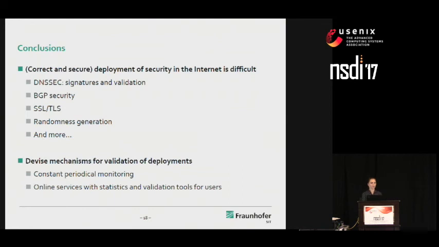Okay, and so, conclusions. Clearly, correct deployment of cryptography is a challenge on the internet. It's not an easy problem. We have many examples of that: BGP security, SSL, TLS, there are constantly problems. And randomness generation is also not a trivial thing.